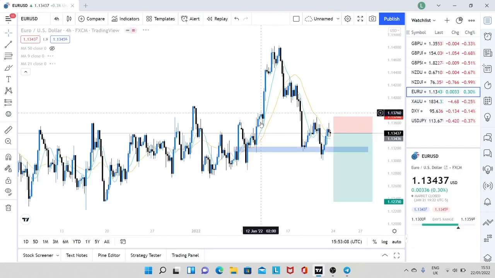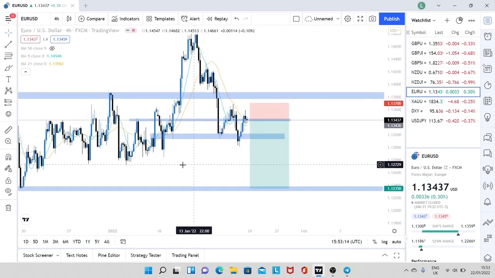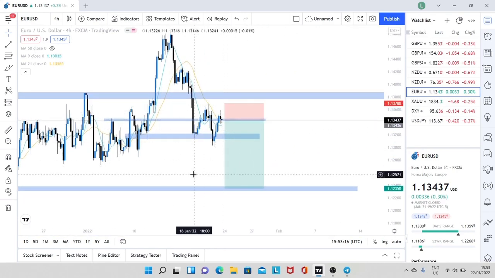So Euro USD, what we have here is, first of all, just using the moving average crossovers. We haven't actually crossed over yet at all. And what we have here, just looking at basic market structure, we've pushed high, right? We've pushed lower again. So we've got a lower high here and we've got a lower low here. And this is where I entered.